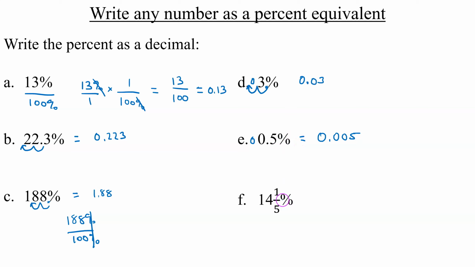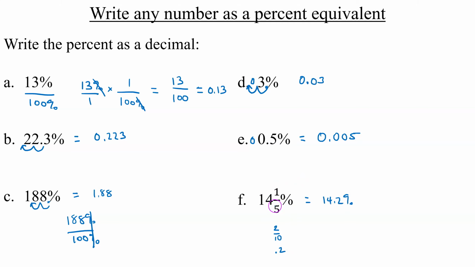For this last one, our percentage is expressed as a mixed number. So we're going to want to convert this into an improper fraction or into a decimal. I know that 1/5 is the same thing as 2 over 10, which is 0.2. So 14 and 1/5 is 14.2%.